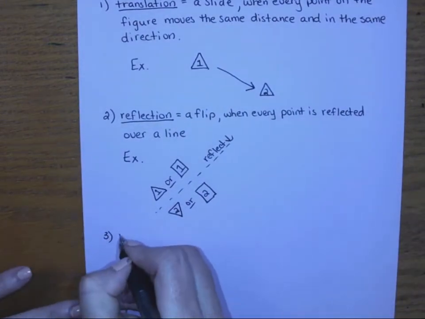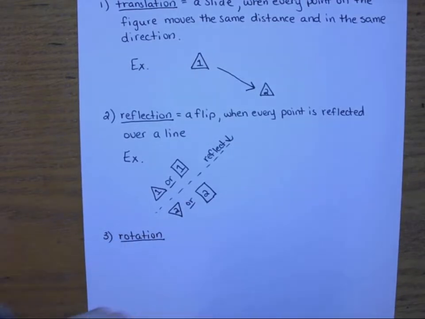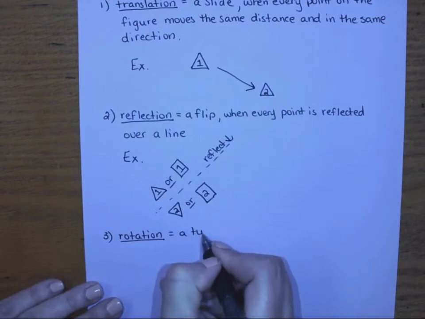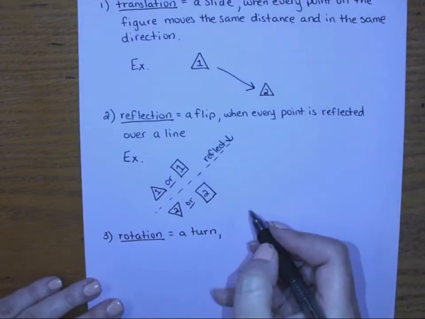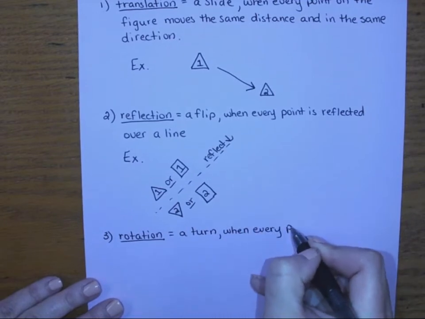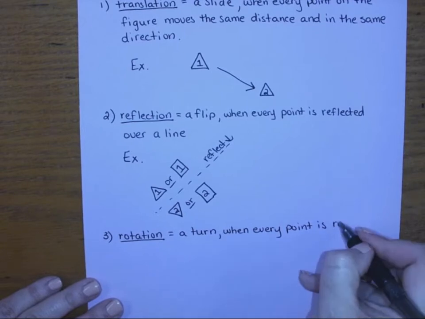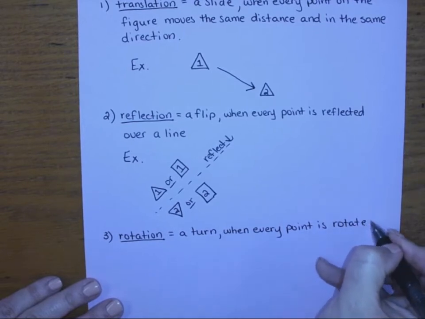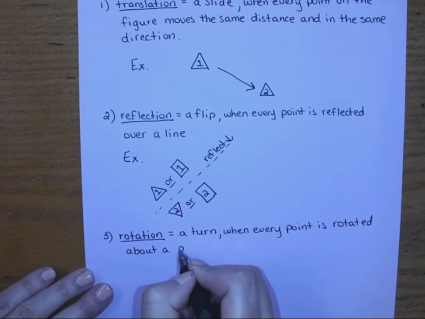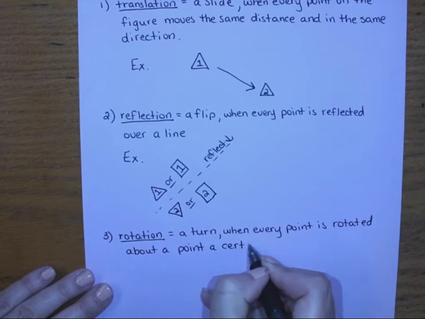And the third change we can have is a rotation. So a quick way to describe a rotation is a turn. You will usually specify this with degrees. Okay, so this is when every point is rotated about a point. In other words, that's where the center is kind of marked, but a certain number of degrees.